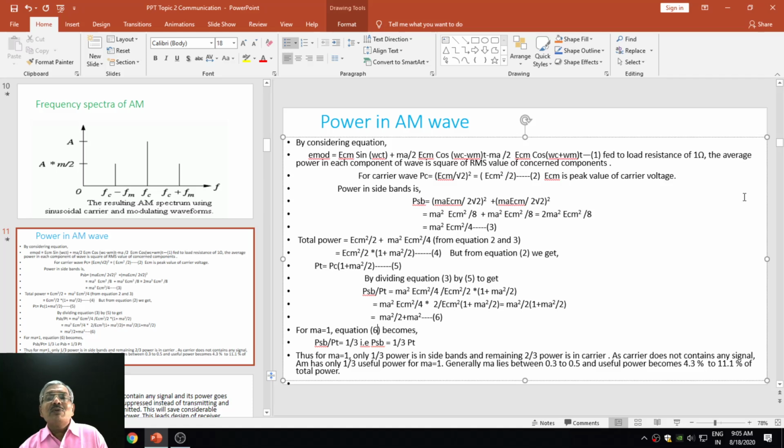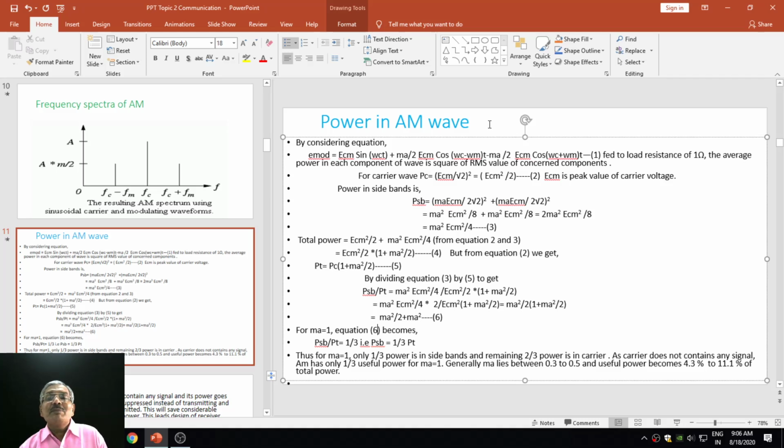Now today we are going to extend the aspect further to study the power in an amplitude modulated wave. Here we are going to study how power is distributed in the carrier wave, in the lower sideband, and also in the upper sideband, and how it is capable of transmitting the signal from the transmitter toward the receiver.